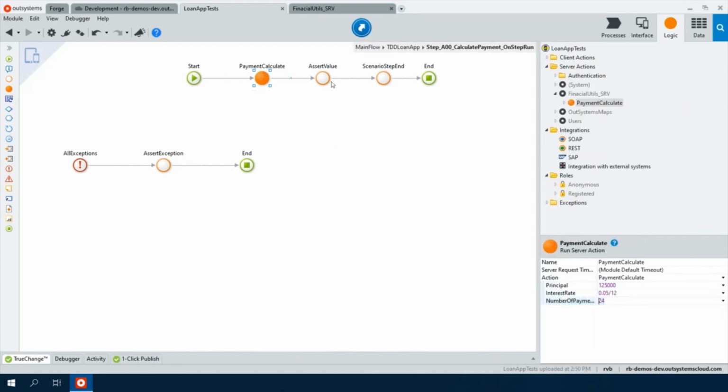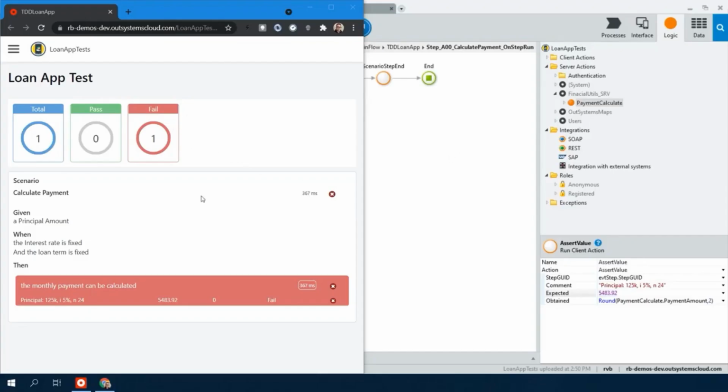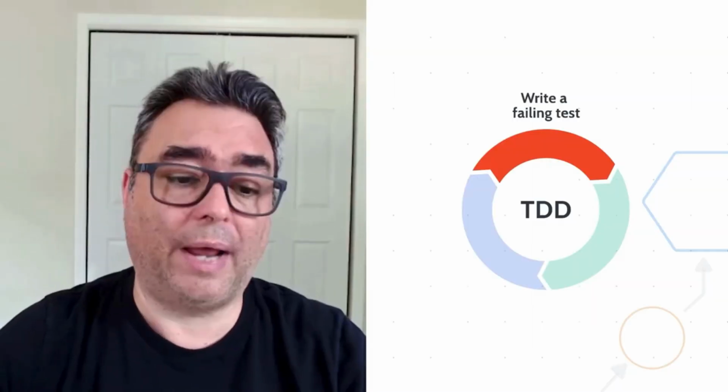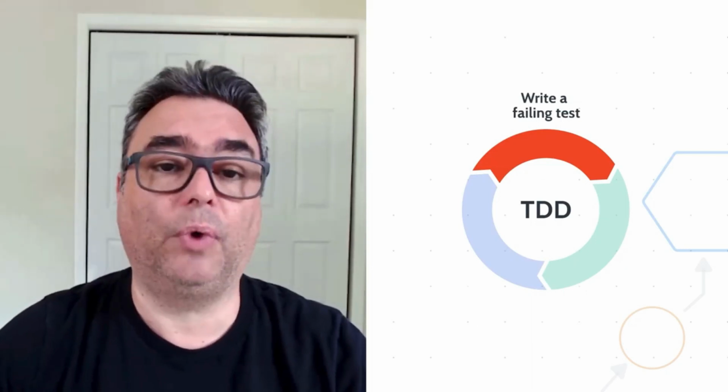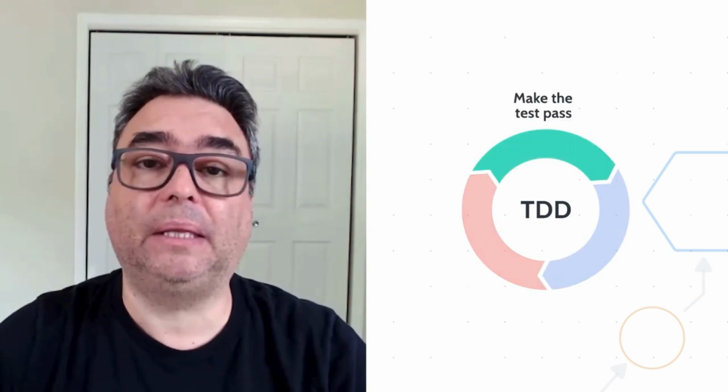After this is executed, I am going to call the assert value and check to see if the payment that I get from the method is what I'm expecting over here. Let's test this and see what's going on. And as you can see, the test fails miserably. Of course, there's no implementation there, so there's nothing else to do here. We are done with the first step, write a failing test, and now we are going to move to the second step. The second step is make the test pass.